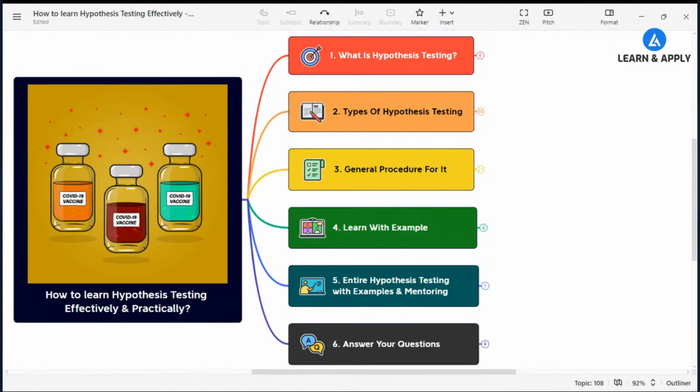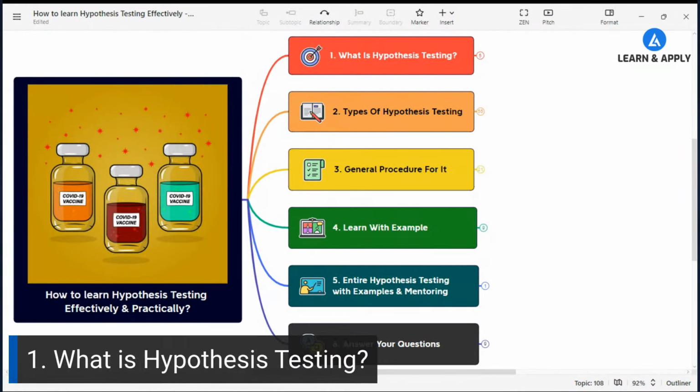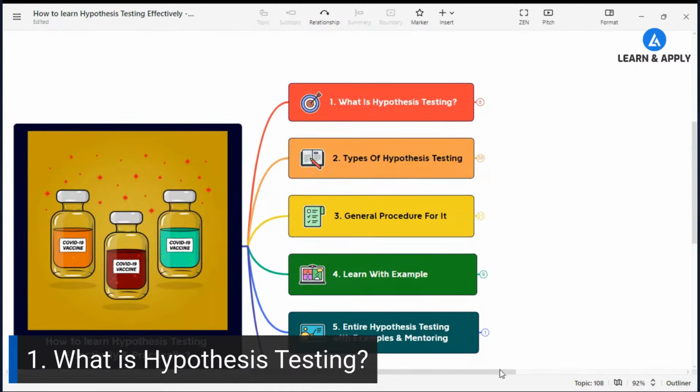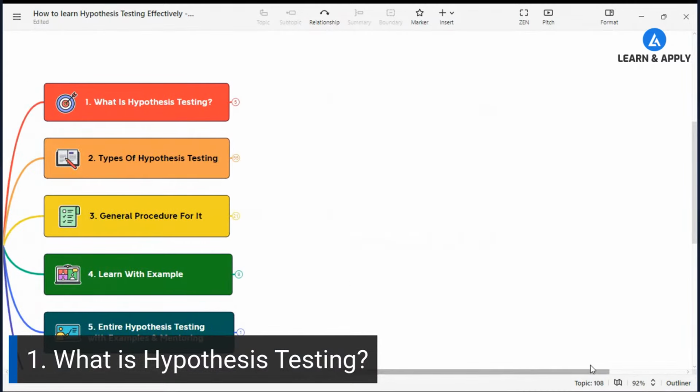So let's go to the first topic. The first section of today's session is what is hypothesis testing. So let's go into the detail of it. Now, let's make it simple. I'm not going to explain the critical statistical concepts here because the intent is to give clarity. Here I'm going to explain, as a part of a system and methodology, what it is. So hypothesis testing is a statistical technique.